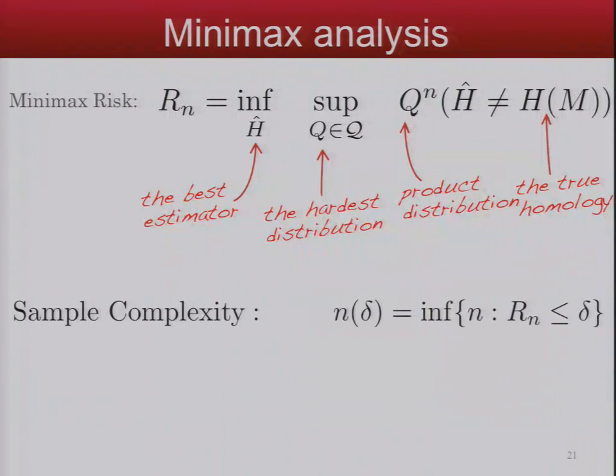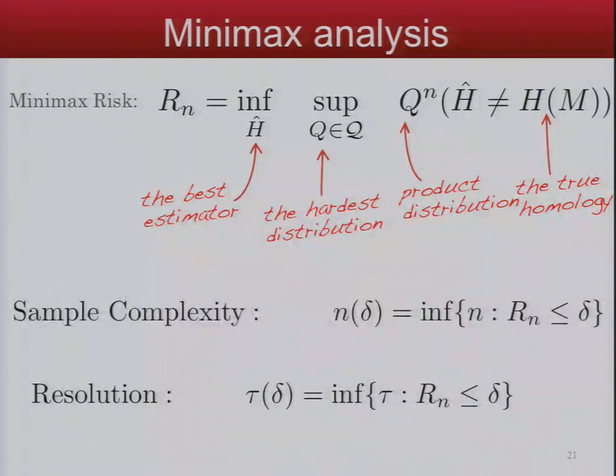The first one is the sample complexity. The sample complexity is just the minimum number of samples you need so that with probability at least 1 minus delta you recover the homology correctly. And another sort of important quantity is the resolution.